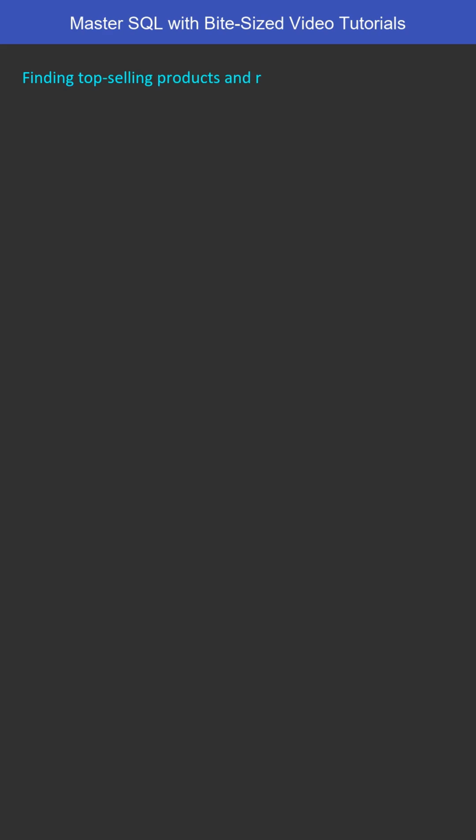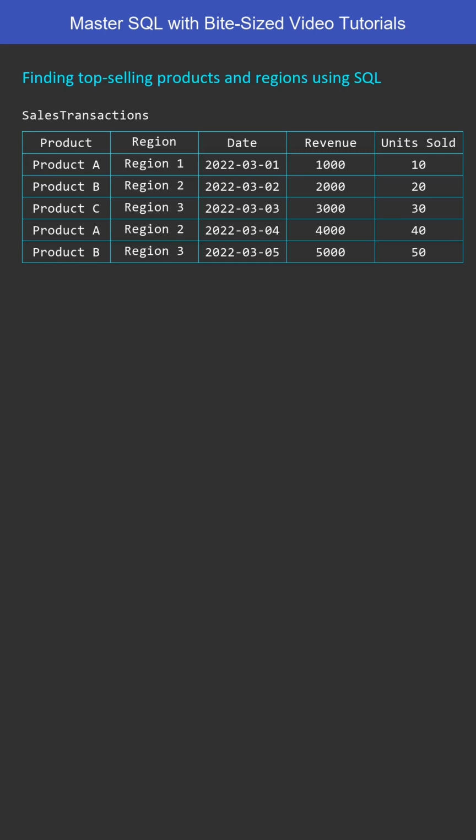In this video, we will learn how to use SQL to analyze sales data and provide insights into the top-selling products and regions. The example data represents sales transactions for a company. The table includes columns product, region, date, revenue, and units sold.